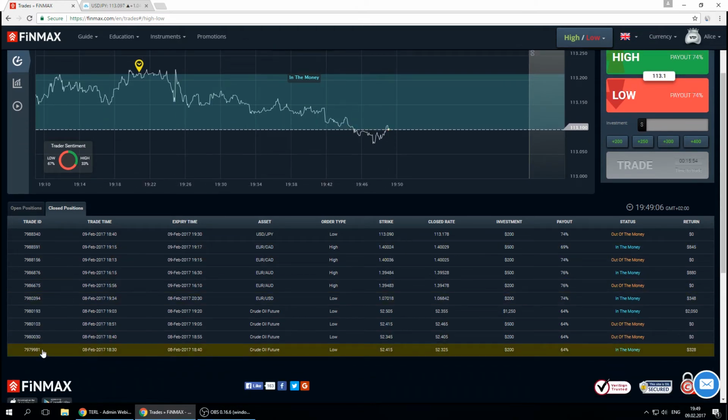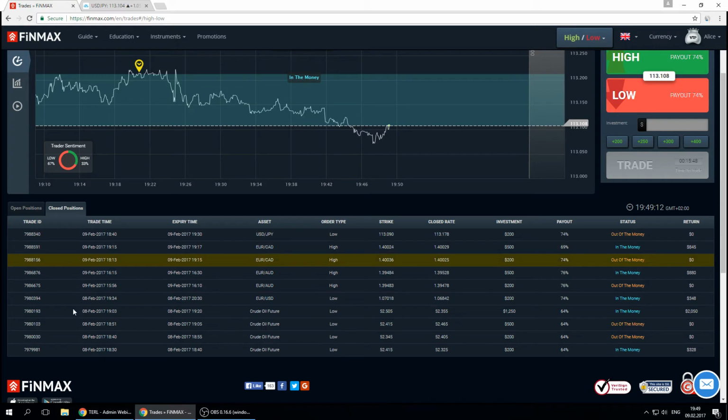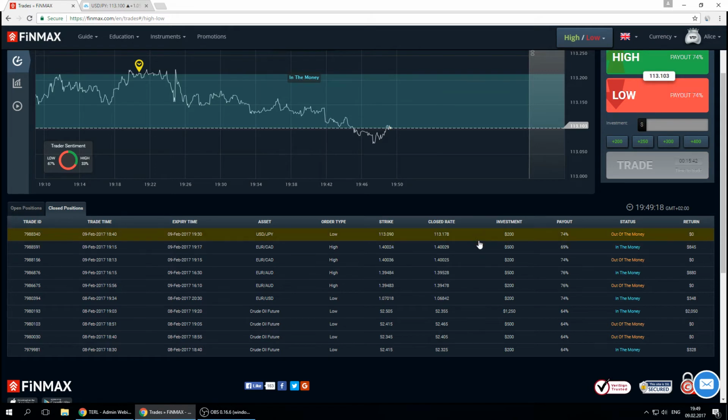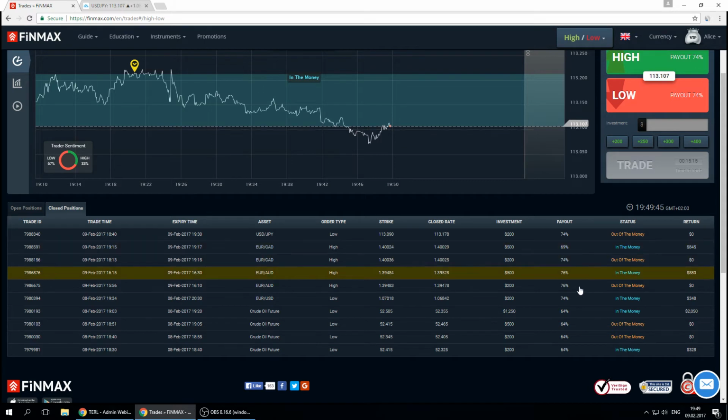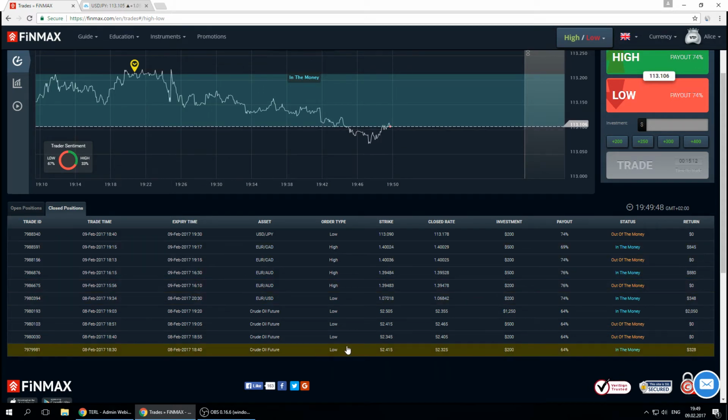So let's see. Here you can see the last 10 trades: the asset, of course, expiry time, trade time, the order type, strike, and closed order. It means the price that was when the trade expired, investment, payout rate, and the return. If the trade expired out of money, you will see 0 here. If it expires in the money, you see the amount that was returned. So basically, to count the profit, you simply take 845 minus 500 and you get the profit, $345.